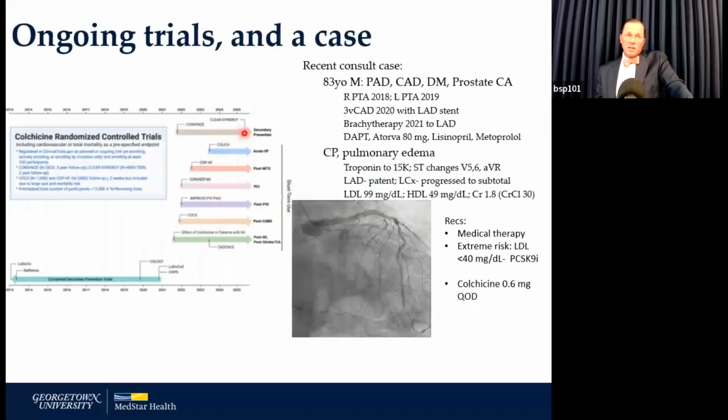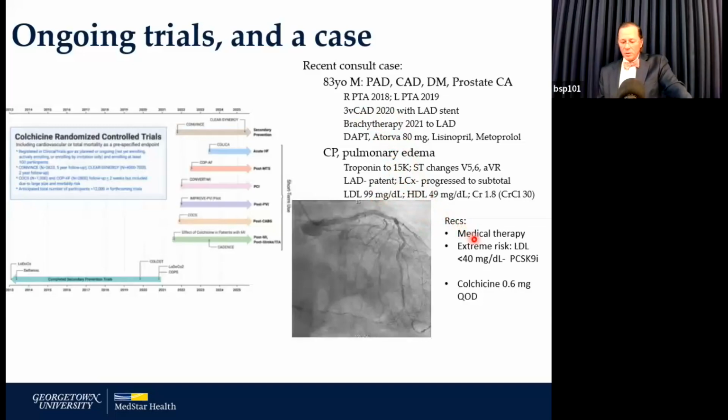And here's just a recent consult case. An 80-year-old man with PAD, CAD, diabetes. He'd had PTAs, stents, brachytherapy. Ori's dad did brachytherapy to his LAD. He's on atorvastatin 80. He comes in with a non-STEMI. He's got progressive circumflex disease. His LDL to HDL ratio is 2. And even though he's on atorvastatin 80, he's still on fire inside because this ratio is too high.